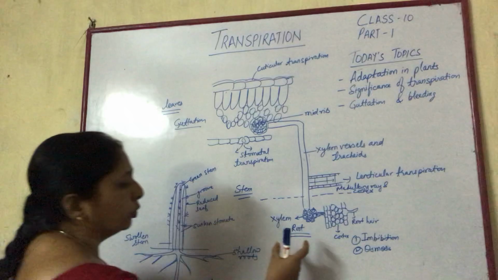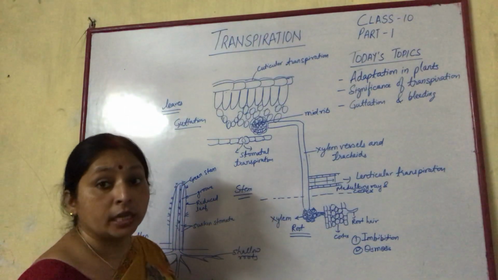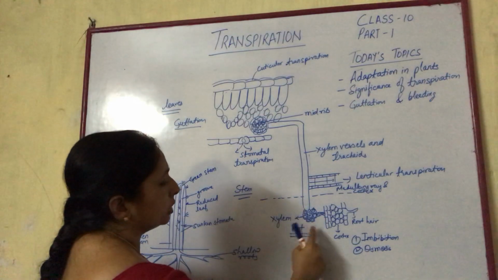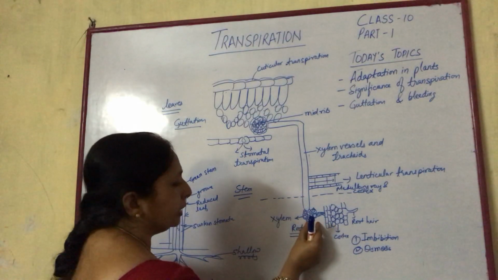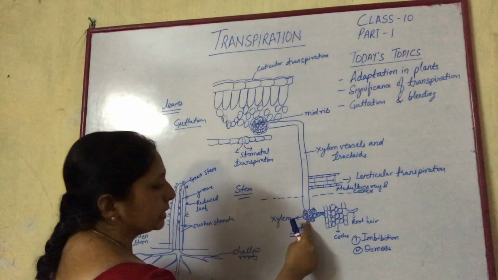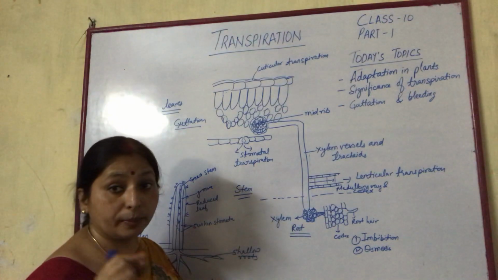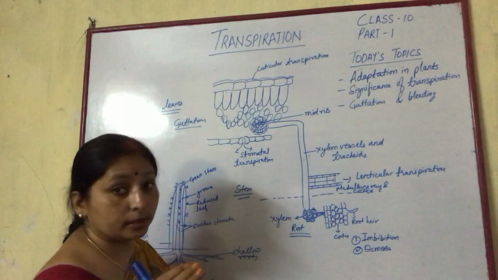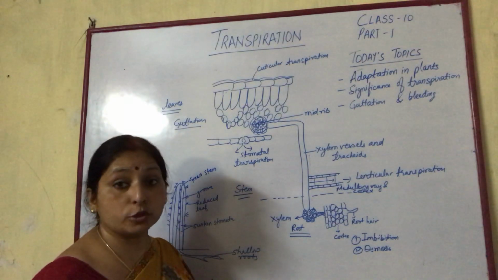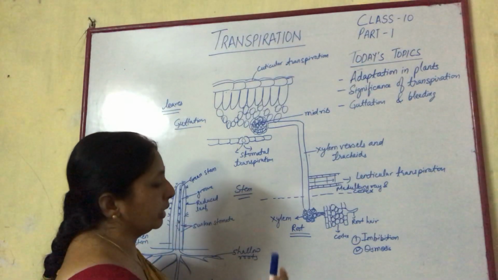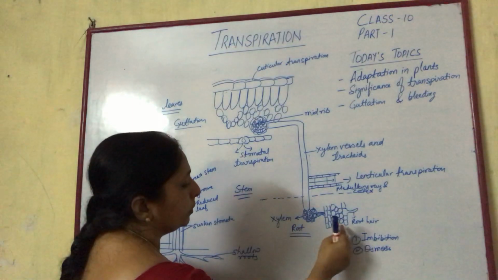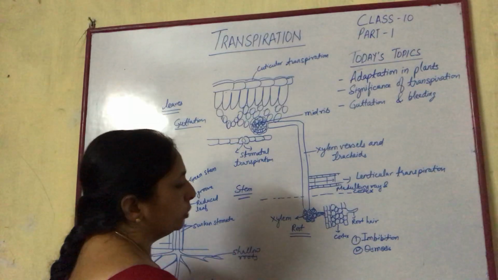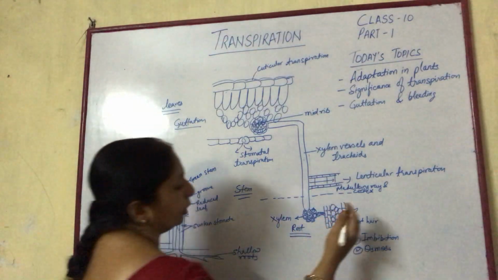So let's start with the diagram. Let's start with the lower end, which is the root. At the lower end, this is the structure which is the center of the root, which contains xylem. Xylem is the main transporting agent, which transports water and minerals in the plant. The xylem is connected with the cortex and root hair. The root hair is in contact with the soil.